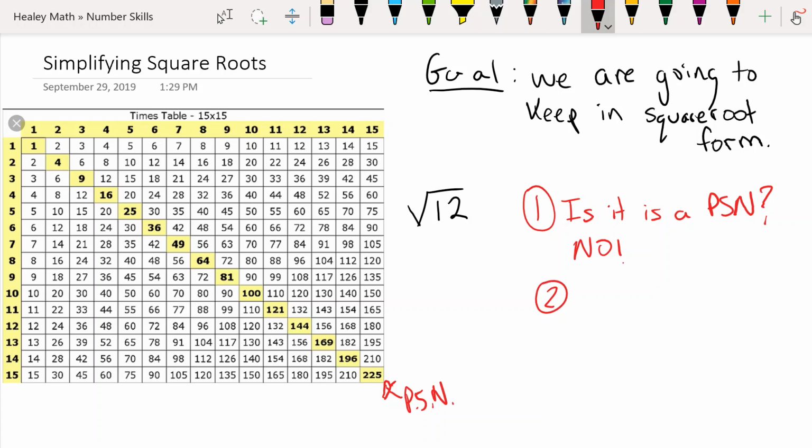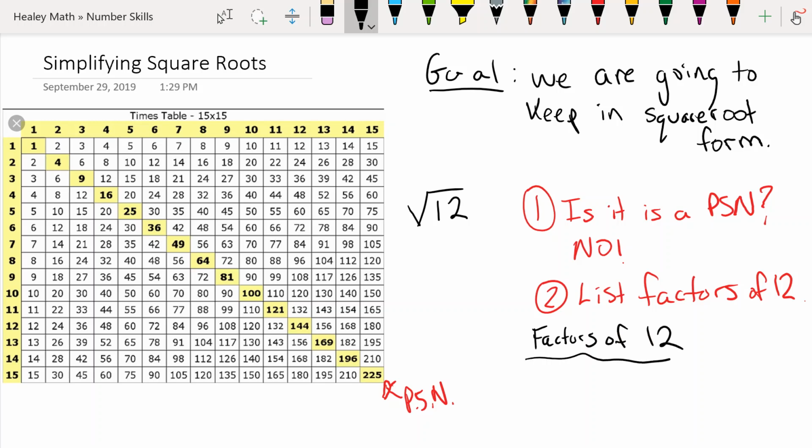The second step is we need to list the factors of 12. And factors, if we recall, are numbers that when you multiply each other, they give you 12. So if we list factors of 12, we can start from the beginning. We have 1 and 12. We have 2 and 6. And we have 3 and 4.